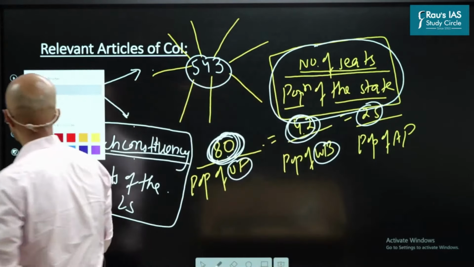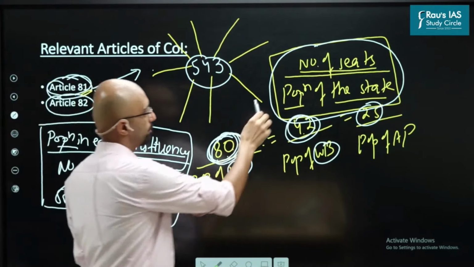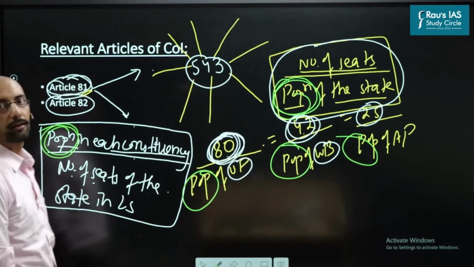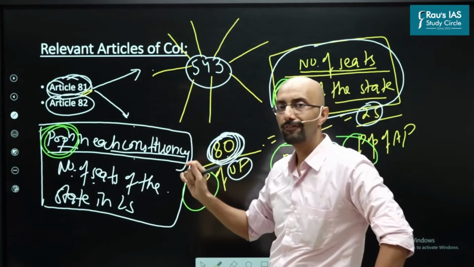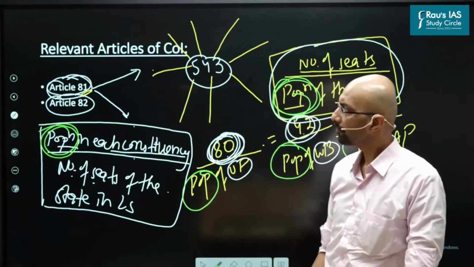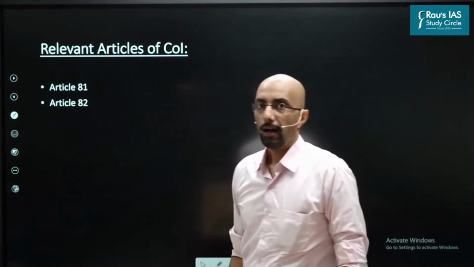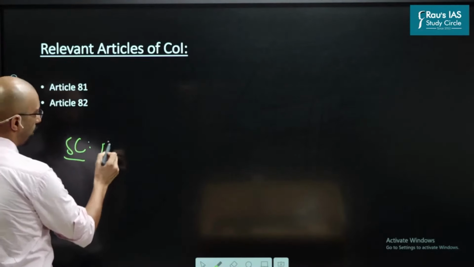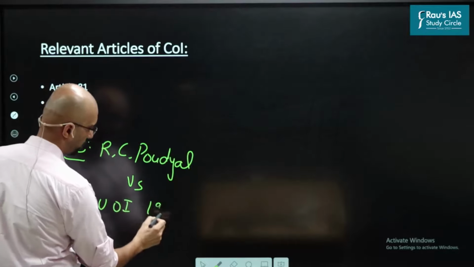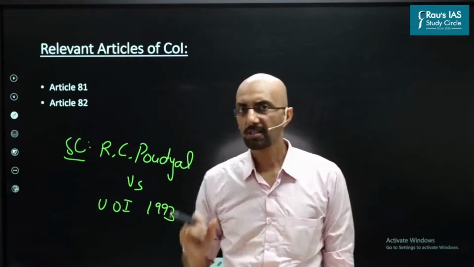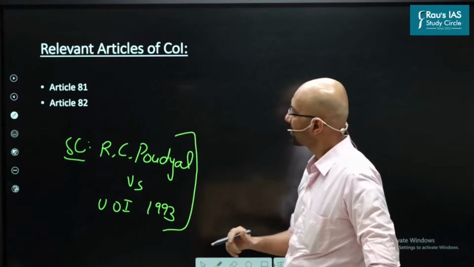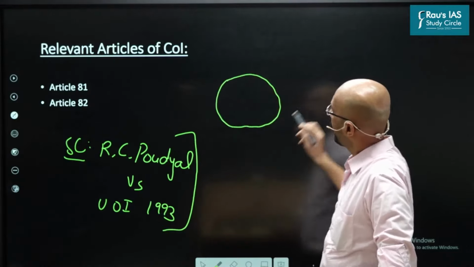Now, if you observe in this exercise, the most important part is population. So why is population such an important factor in this exercise? Because as I explained, the value of every citizen's vote should be equal. Let me explain to you how it can be unequal. And by the way, the Supreme Court in a case called R.C. Poudyal versus Union of India, 1993, has held that to ensure representative justice, we have to make sure that we have delimitation according to the population census. Let us take an example. Let us say this is a constituency and this is a second constituency.